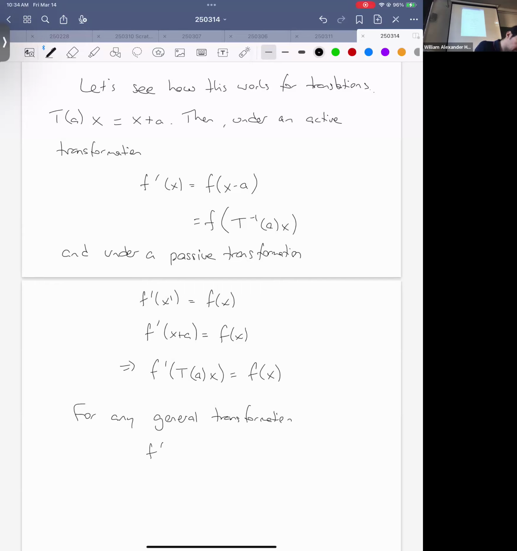So f prime of x will equal, for any general transformation T of some theta, f of T inverse of theta acting on x. This is the active transformation. And f prime of T of theta x equals f of x is the passive transformation.